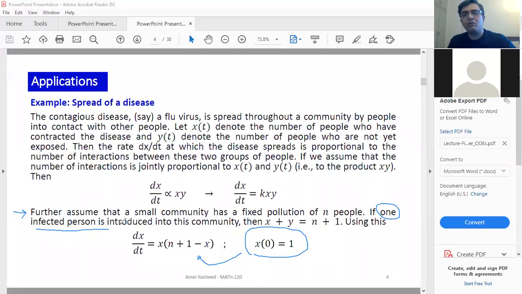Okay, at time 0, how many infected persons do we introduce? Only one person. That's why we can put an initial condition, this one, along with this differential equation, which helps us find the constant of integration. I hope that answers the question.